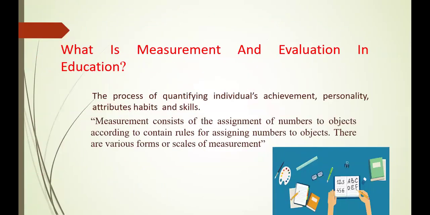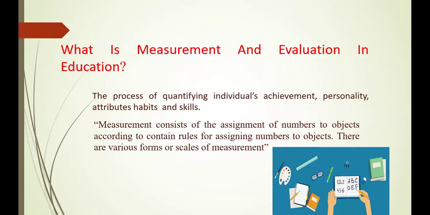What is measurement and evaluation in education? The process of quantifying individuals' achievement, personality, attributes, habits, and skills. Smith Stevens' view, 1946: measurement consists of the assignment of numbers to objects according to rules for assigning numbers to objects. There are various forms of scales of measurement. Next slide.